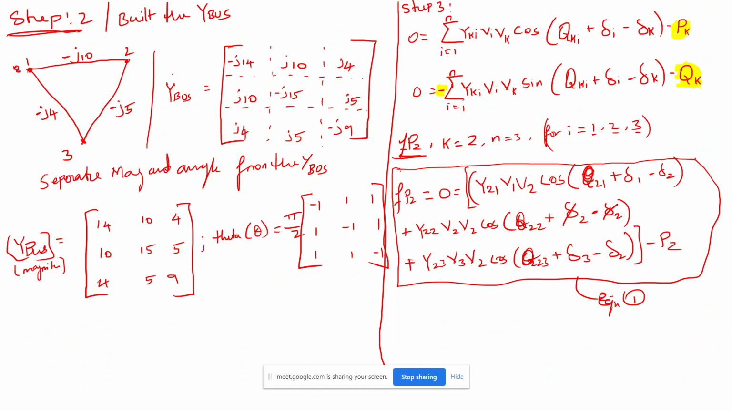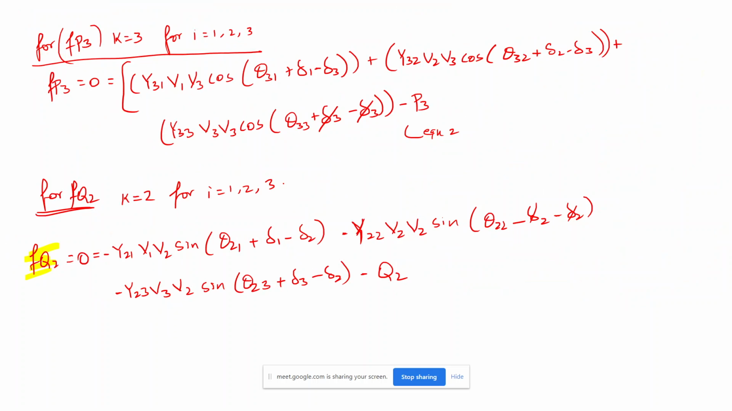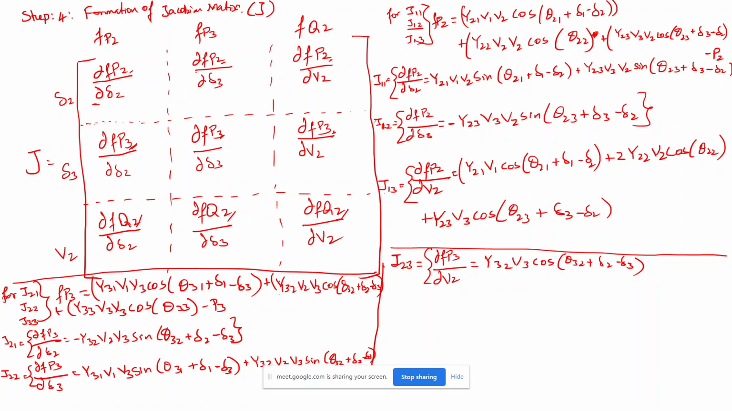So in general, the power flow equation is given here. From this generalized equation we need to derive the Jacobian matrix. For example, we differentiate the P2 equation with respect to del 2 and also the P2 equation with respect to del 3. Like that we need to solve for the whole Jacobian matrix. We ended up with J23, second row, third column, and we will continue from there.